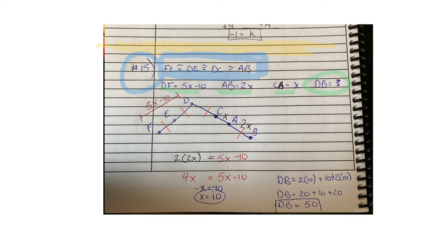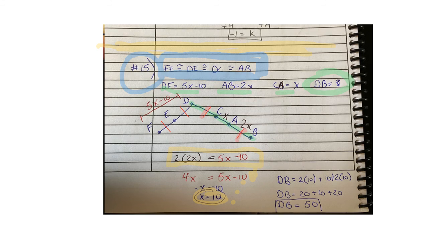So I draw the diagram. I label everything I know. And then I do my work. And I go line by line. That means you write your equation. Then you solve going line by line. Once you finish, you have what x equals. Then go and just make sure you answer the question. We had to find D to B. Well, if x is 10, D to B is this line.